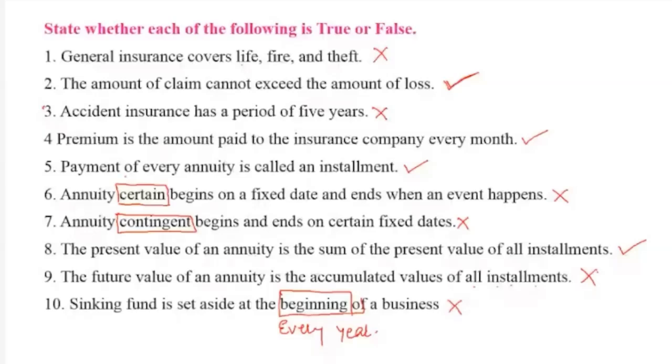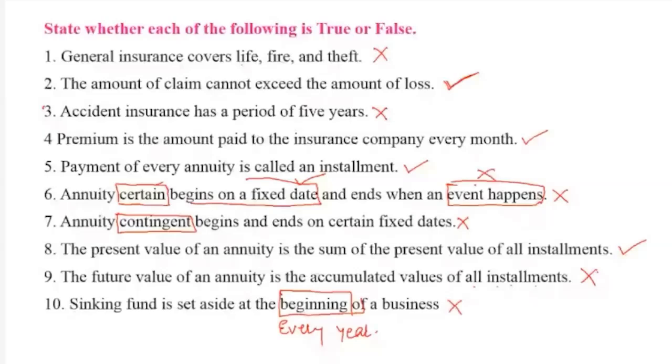Annuity certain. What do you mean by annuity certain? अभी दिखाया ना आपको annuity certain. Fixed period. Certain period. Annuity certain says certain period. Fixed period. It will start on so and so. Maybe it says it begins on a fixed date and ends on a fixed date. When this is correct, begins on a fixed date. Up till here it is correct. But what it's saying, ends when an event happens. This is false.